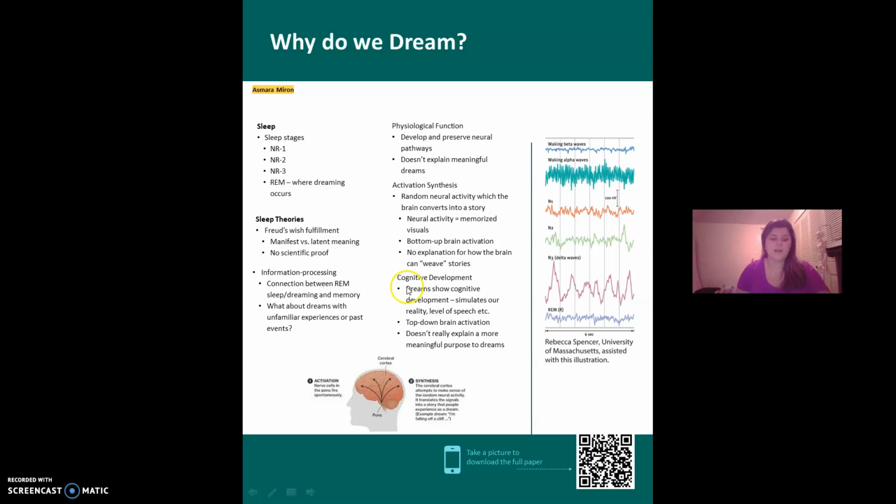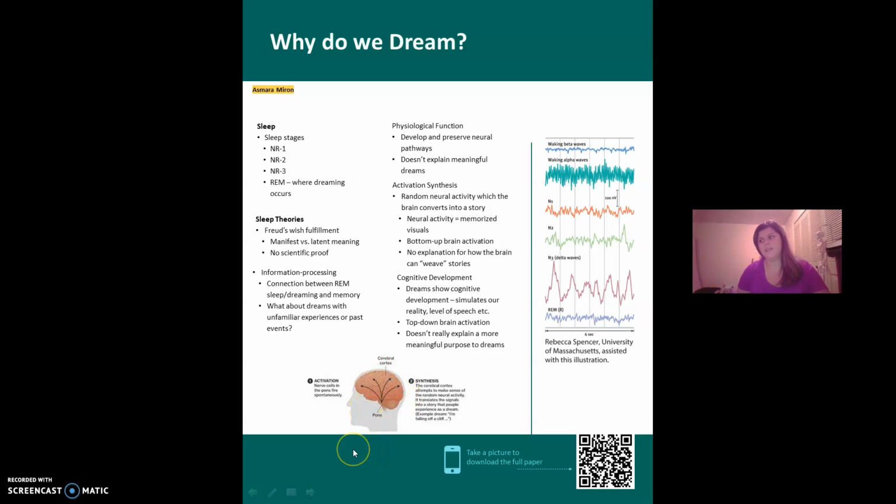And then lastly, there's the theory called cognitive development. It's the theory that dreams show our cognitive development throughout our life, because it simulates our current reality, our levels of speech, what we've experienced. So as an adult, it would be strange for me to have a dream where I didn't know how to read or how to speak, or I couldn't understand people, because at this point in my life, I know how to do all those things. And instead of bottom-up brain activation, this works top-down. So it starts up here and moves down.